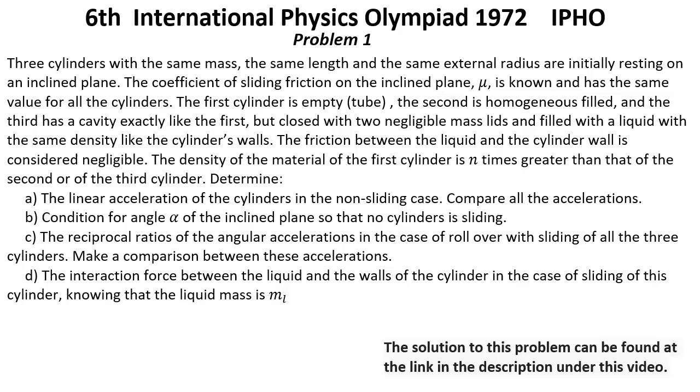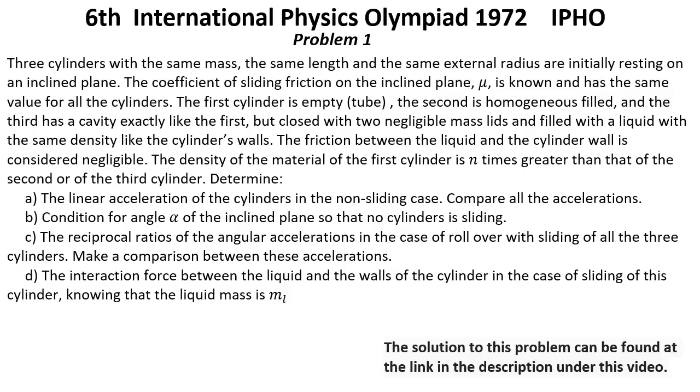The friction between the liquid and the cylinder wall is considered negligible. The density of the material of the first cylinder is n times greater than that of the second or of the third cylinder. Determine A. The linear acceleration of the cylinders in the non-sliding case. Compare all the accelerations. B.